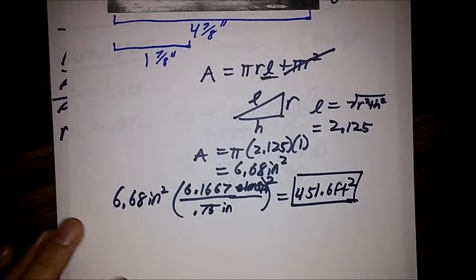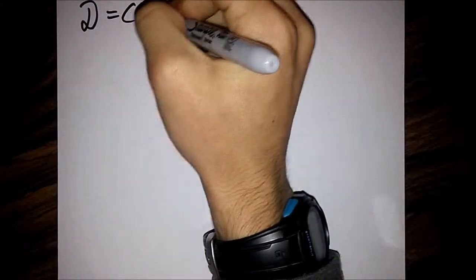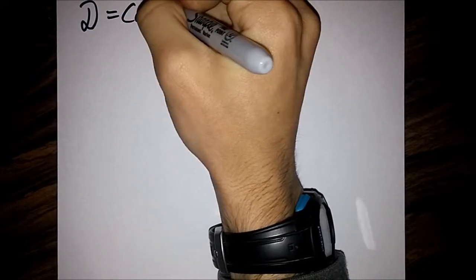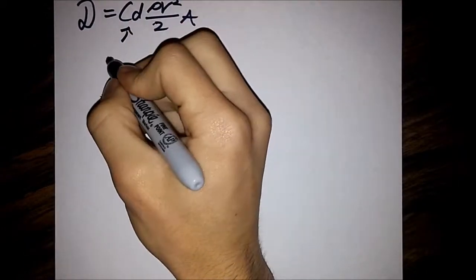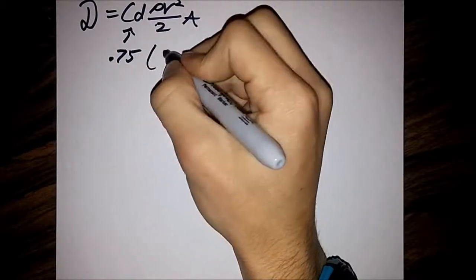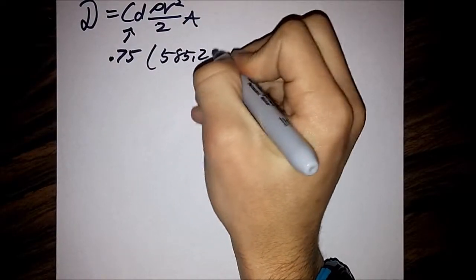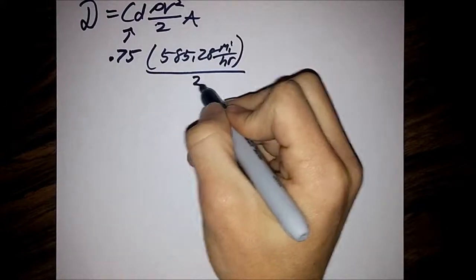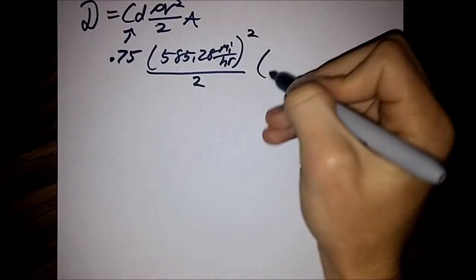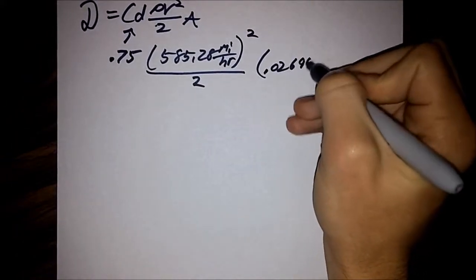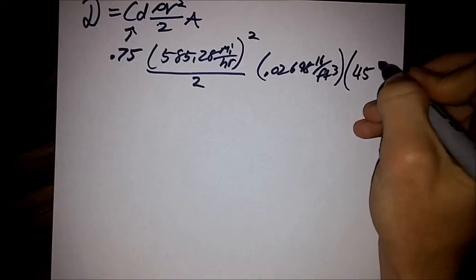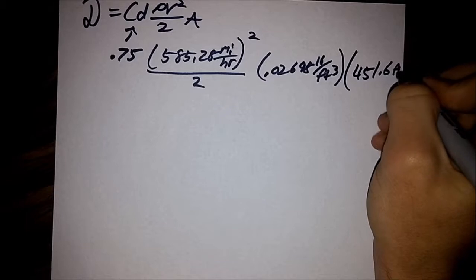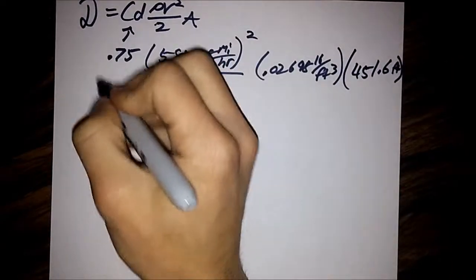That is the wetted area. So our drag calculation is our coefficient of drag times density times velocity squared over 2 times area. This, according to some place that I found on NASA, is equal to 0.75 for fairings, times 585.28 miles an hour over 2 squared, times the density of 0.02698 pound per foot cubed, times our area of 451.6 feet. Now we have a few conversion factors that we need to throw in here.